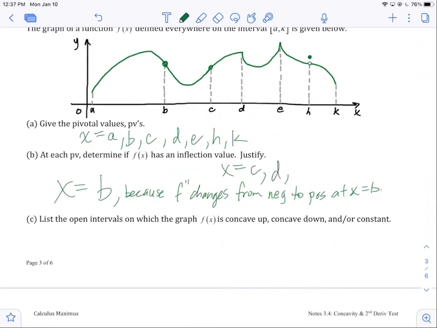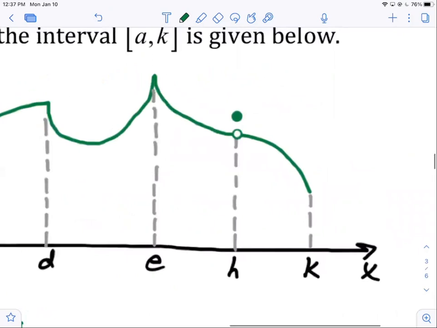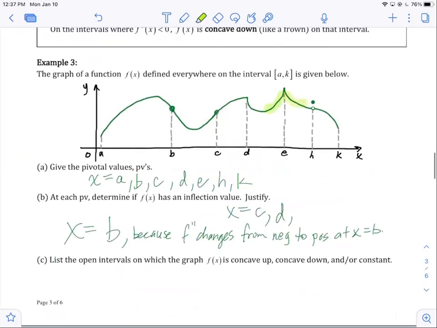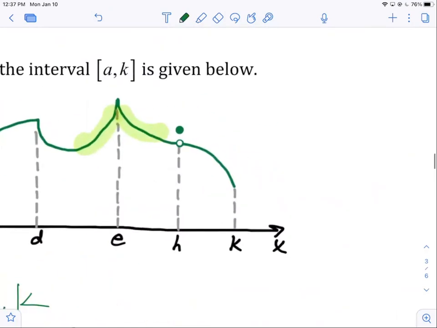No. Concave up like a cup on the left, concave up. Oh, it just goes up again. Yeah, any part of a smile is concave up. Look at E. Smiling, smiling. So sorry, E, you're not one. How about H?